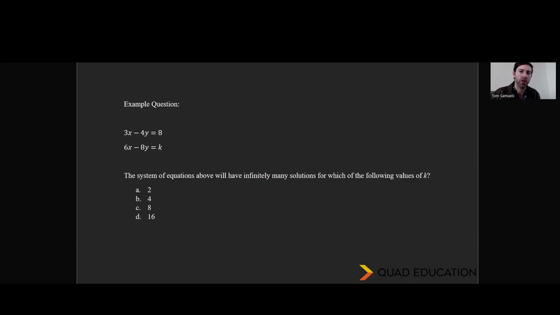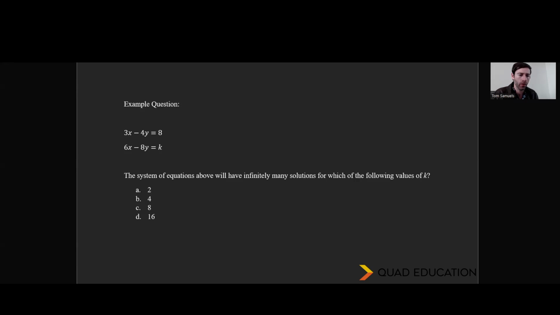Okay, so here's a sample question I've thrown together. It reads, the system of equations above will have infinitely many solutions for which of the following values of k? Now, a question like this, either asking for infinitely many or no solutions, will appear on 100% of the SATs that you take. It will likely be on the ACTs, but will absolutely be on the SATs. So this is certainly a kind of question to be on the lookout for. And take a second here to see if you can't figure it out.